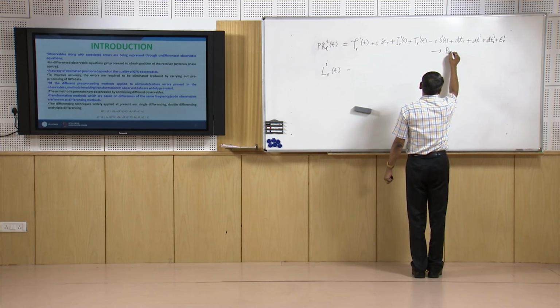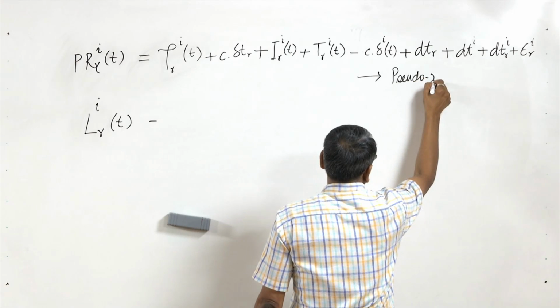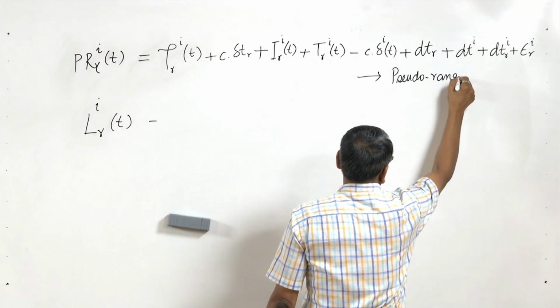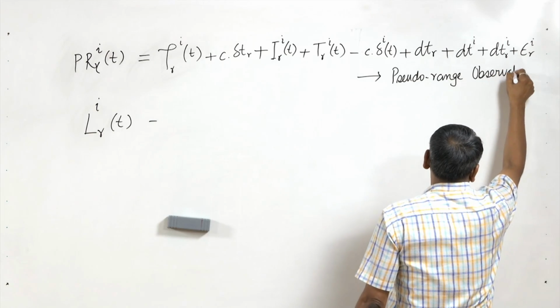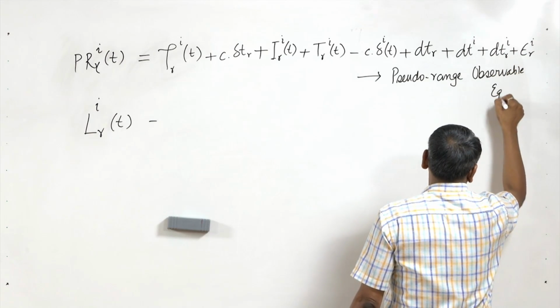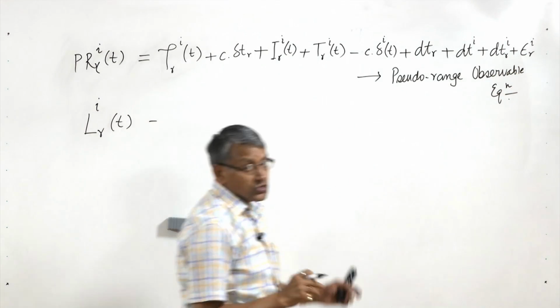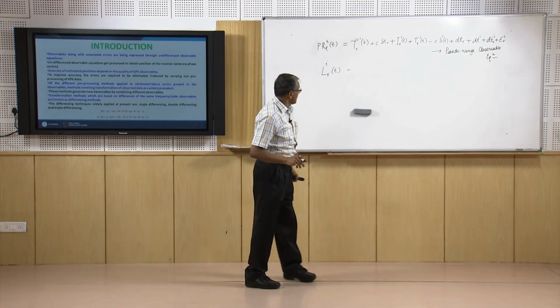So, similarly this is called the code pseudo range observable equation. This we have also learned in the last class.